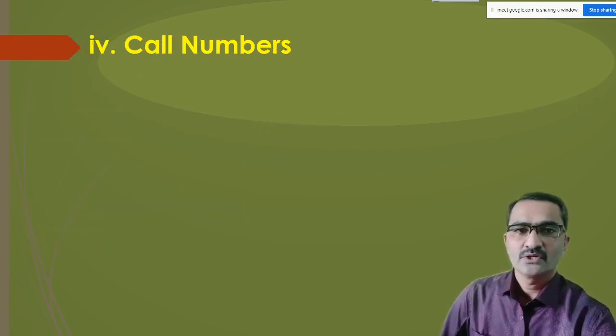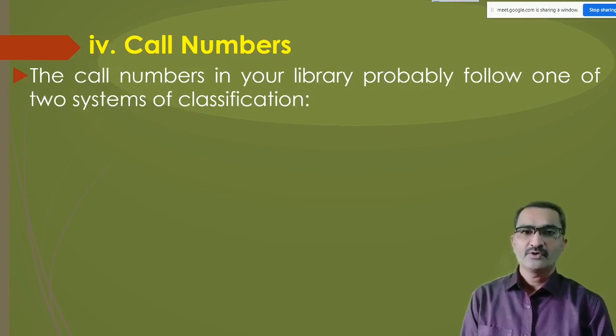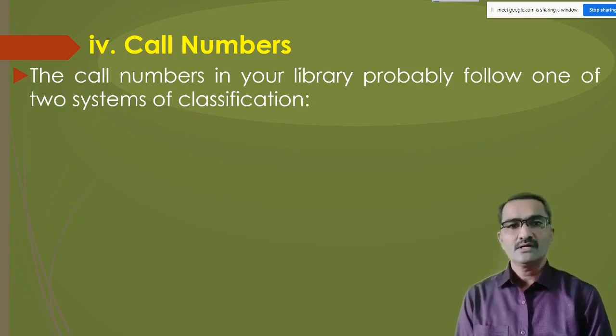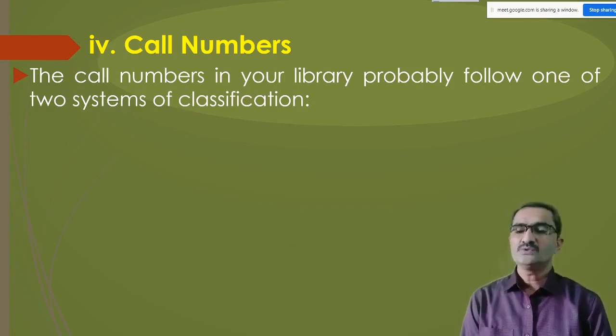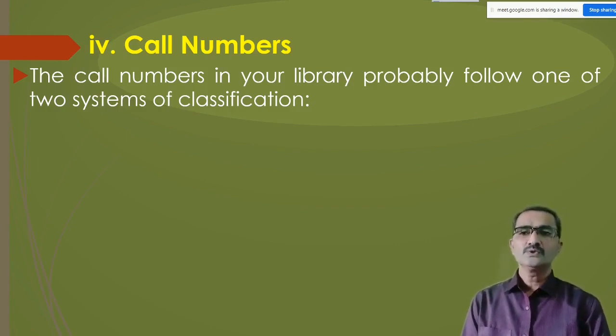You might have heard about call numbers, accession numbers, classification numbers. Okay, so here call numbers are very important for a person or a researcher to identify the particular system of that particular library, that how this library is procuring all the books, maintaining these records. So the call numbers in your library probably follow one of the two systems of classification. There are two classification systems, and generally one is followed at a time. You cannot follow both at a time.